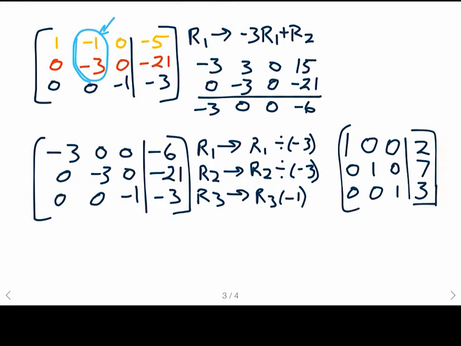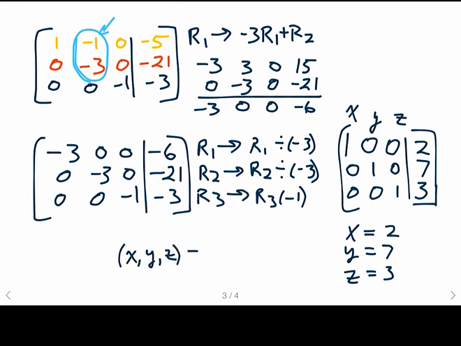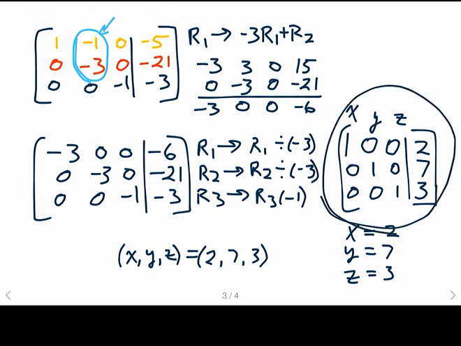Now remember that the first column corresponded to the variable x, the second the variable y, and the third the variable z. So the row 1, 0, 0, 2 represents the equation x equals 2. 0, 1, 0, 7 represents the equation y equals 7. And 0, 0, 1, 3 represents the equation z is equal to 3. In other words, the solution to our system, and I want you to give it to me as an ordered triple, x, y, z is equal to (2, 7, 3), which is readily readable from the augmented matrix, provided you know what it means.